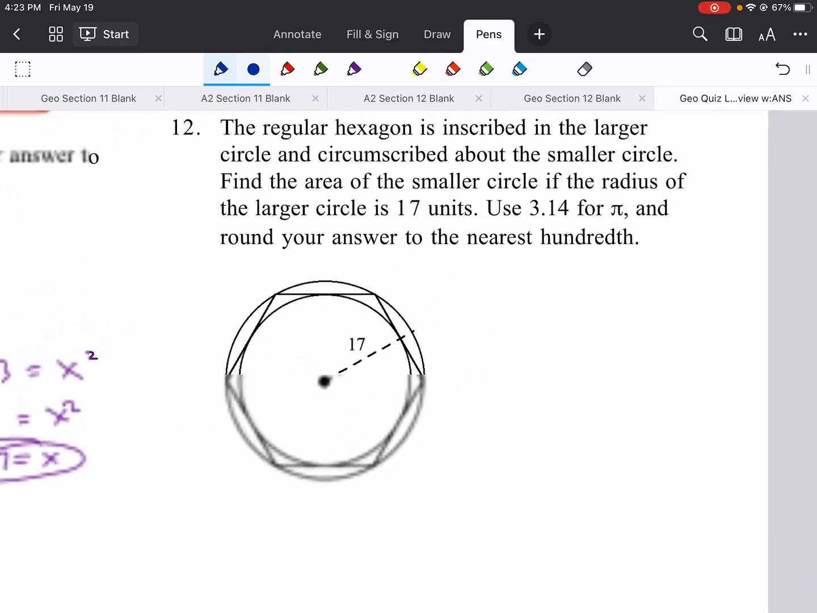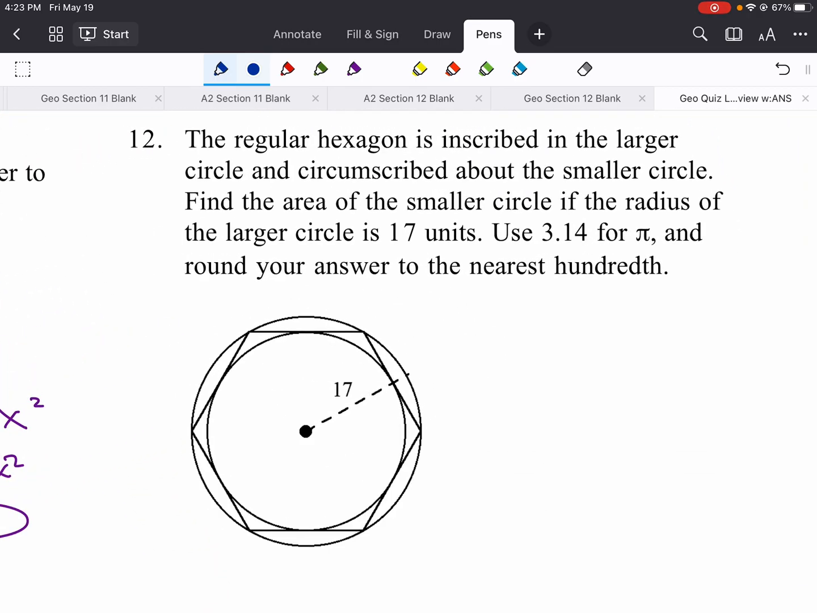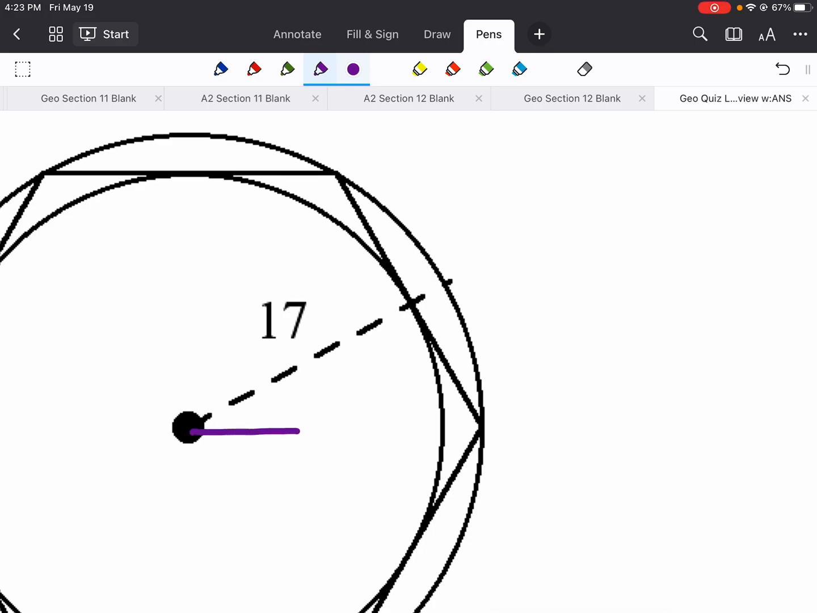Boom. All right. Last but least, it says regular hexagon is inscribed, blah, blah, blah. Don't use 3.14 for pi, because we have a better pi than that. Round your inch. Okay. It says find the area of the smaller circle. So we just need to find the area of the small circle. I feel like we've had one of these recently, but you need to draw this in here and then this in here. Okay. And make a little triangle here. We want to find R, because that's the radius of the smaller circle. And this is 17, this distance to the other one.